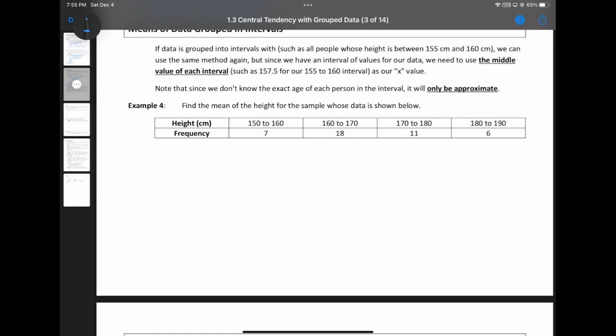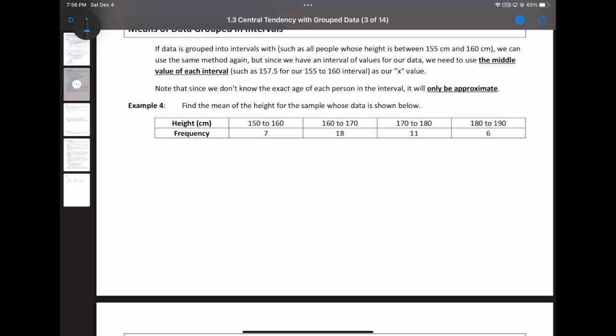I can't say I have 7 people that are 150 centimeters tall because there's no one person in the world who's 150 centimeters tall to an infinite number of decimal places. They might round to 150 when I go to the closest centimeter, but no one's 150. So I can say, however, that there are 7 people between 150 and 160, 18 people between 160 and 170, and so on.